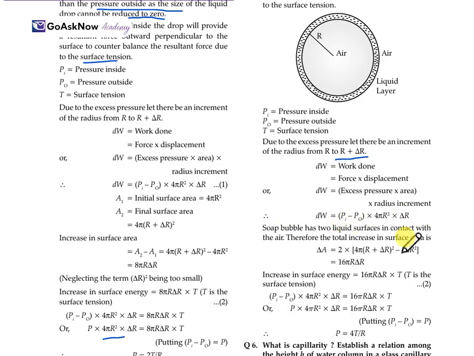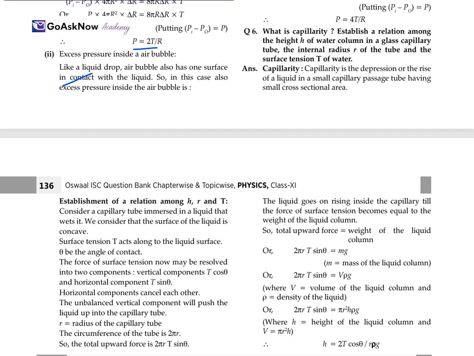A bubble has two liquid surfaces in contact. Therefore, the total increased surface area is 2 into [4 pi (r plus delta R) square minus 4 pi r square], which is 16 pi r delta R. So the increase in the surface energy will be different here. When we solve this equation, we get P is equal to 4T upon R. So the excess pressure for the soap bubble will be 4T by R.